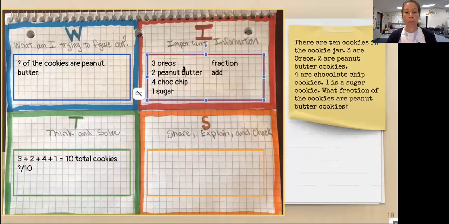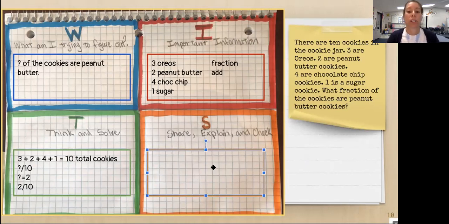Okay, so let's go back to our important information. So I'm looking up here at my important information and I have 2 peanut butter cookies. So my question mark in this fraction is, hold on, here we go. Question mark equals 2, right? Because there's 2 peanut butter cookies. So now I know that I have 2/10 of the fraction of the cookies are peanut butter. Okay. Now I'm gonna share and explain and check.